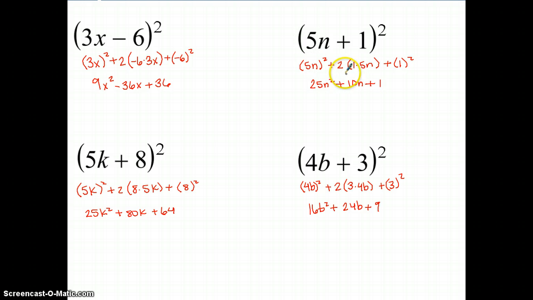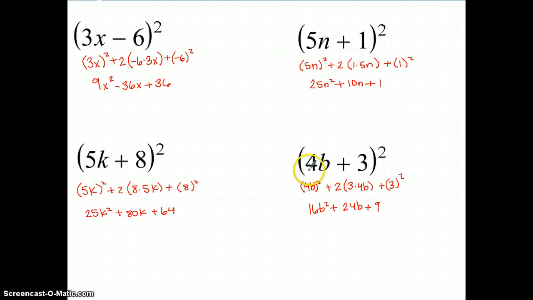To the right, you should have taken your first term, which is 5n, and squared it. In the middle, you should have taken 2 times the 2 things multiplied together, so 2 times 1 times 5n, plus your last term, which is 1, squared. Down below, you should have taken your 5k and squared it. Your second term should have been 2 times the 2 things multiplied together, so 2 times 8 times 5k, plus the last term, which is 8, all squared.